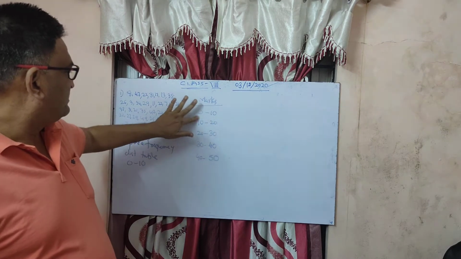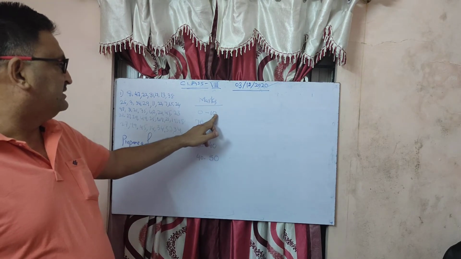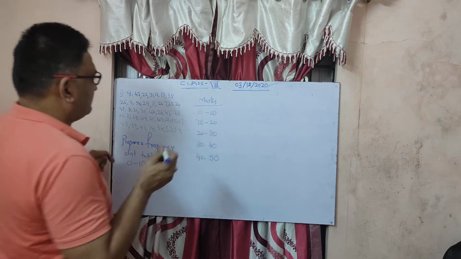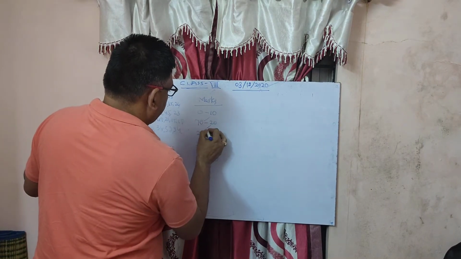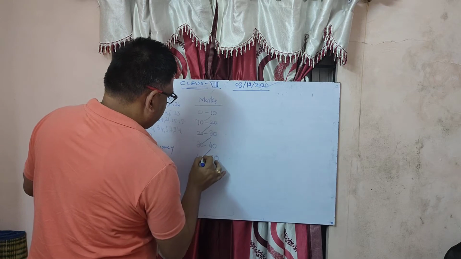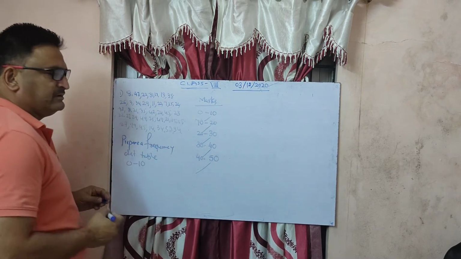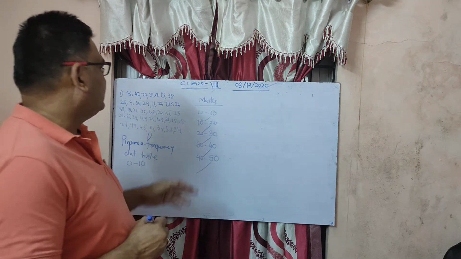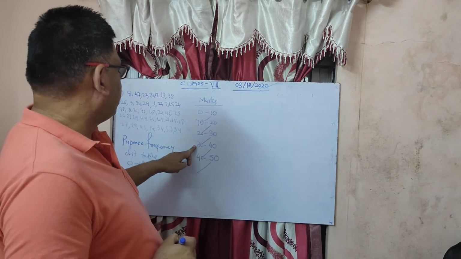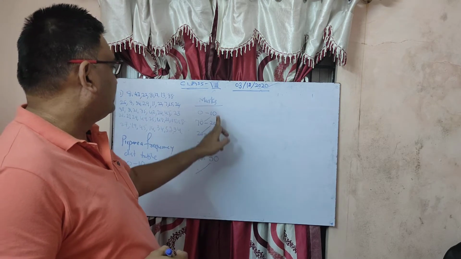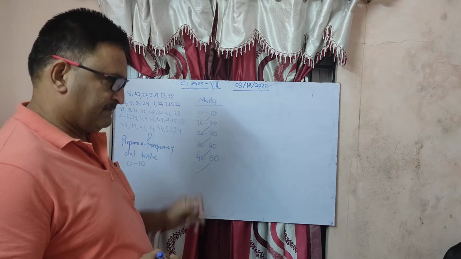So 0 to 10, this 10 should continue, this 20 should continue. Look here, 10 continues, 20 continues, 30 continues, 40 continues. If you want to extend it, 50 continues. Always remember this. These 0, 10, 20, 30, 40 are called lower limits, and these 10, 20, 30, 40, 50 are called upper limits.